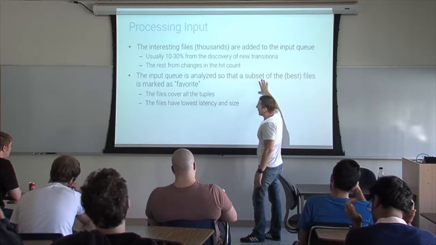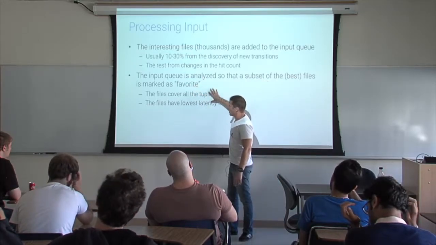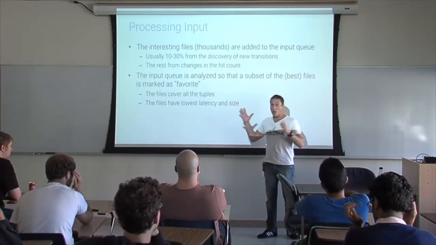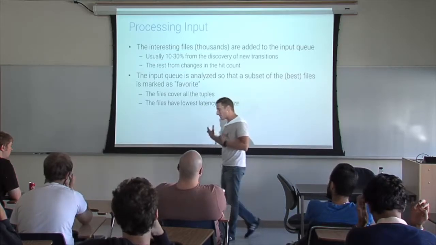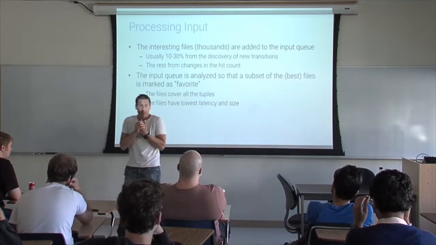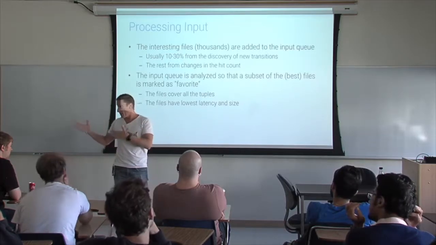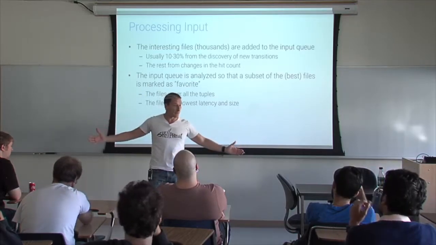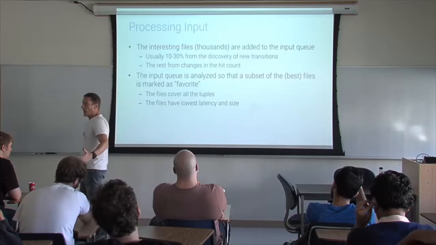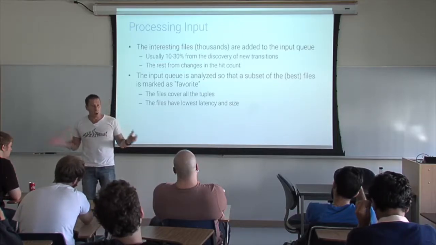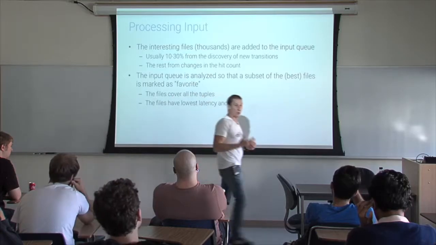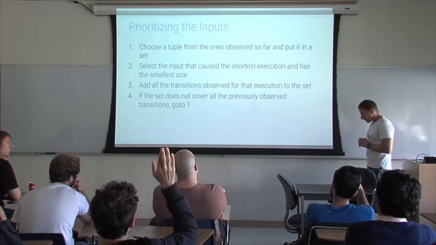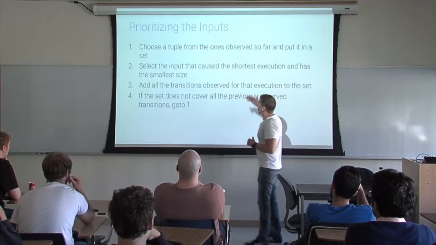and then the input queue is analyzed, and of course, there are the files that cover all the tuples that have been explored, and also are the smallest ones, because you have to understand that this is a process, first of all, that is awesome because it can be parallelized very well, because every input can be launched separately. But you also want to make it as efficient as possible. So if you have a file that is 15 gigabytes and a file that is 3 megabytes, and they both have the same type of coverage, you know which one you're going to choose. Something that has the smallest possible size. And so this is how the inputs are prioritized.